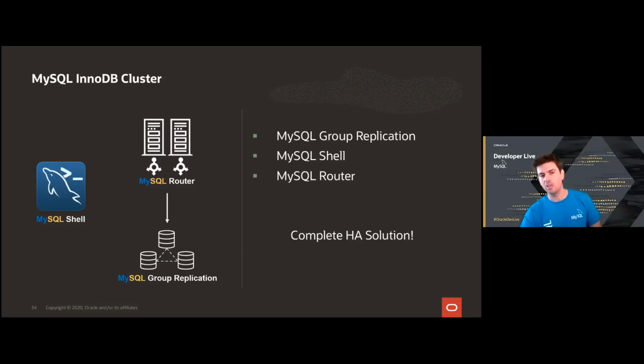So if a write query comes in for writing stuff, it goes to the primary. If it is read-only, it goes to the secondaries. MySQL Router handles all this for you.